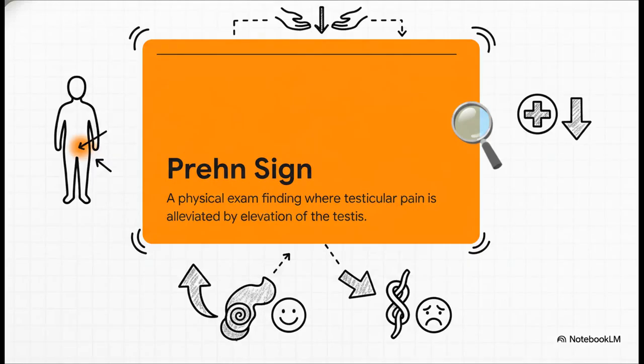And then you have the Prehn sign. Simply elevate the affected testis. Does the pain magically get better? If it does, that's a positive sign pointing toward epididymitis. If he's still in agony, you're likely looking at torsion. This basic foundational bedside maneuver is your primary diagnostic tool before advanced imaging is even a thought in your head.